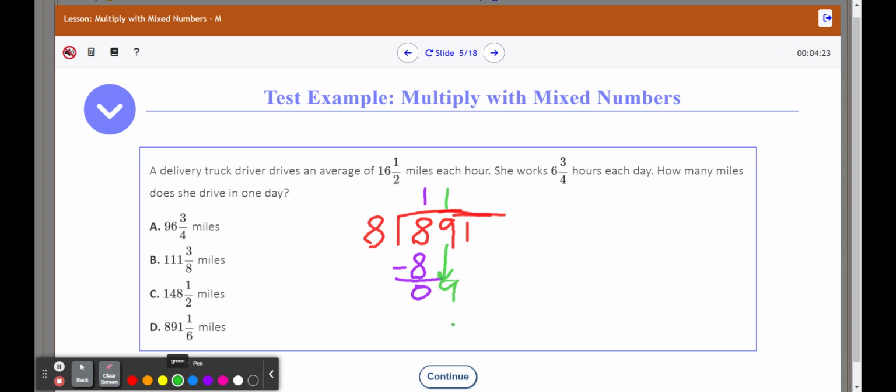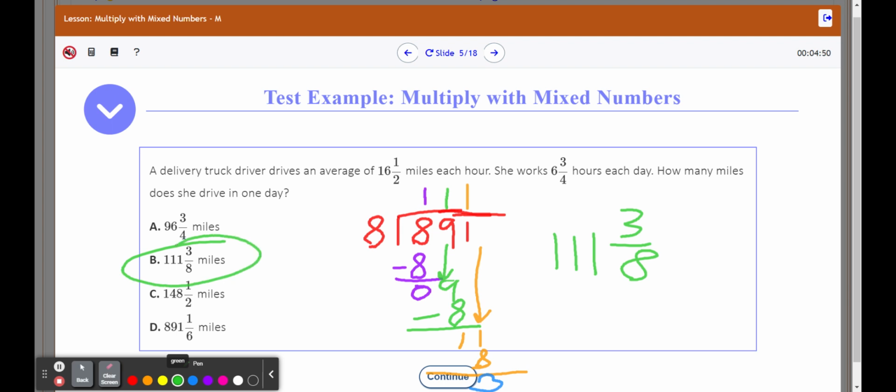8 times 1 is 8. 9 minus 8 is 1. Bring down that 1. 8 goes into 11 one time. 1 times 8 is 8. 11 minus 8 is 3. Well, there we got our answer. Remember, whole number, numerator, denominator. 111, 3/8, and boom. Yes, it's a big number. Yes, it takes a lot of steps, but that's how you eventually get there.